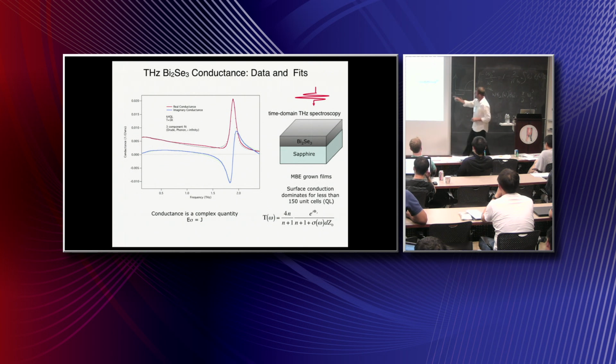So this is a plot of the optical conductance as a function of frequency in the terahertz part of the electromagnetic spectrum. The red part is the real part of the conductance, the blue part is the imaginary part. This big peak here at 1.9 terahertz, that's a phonon.